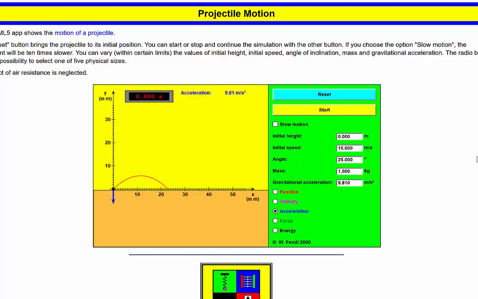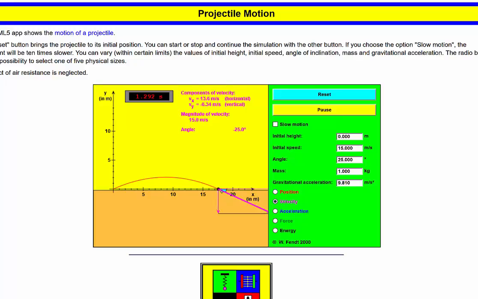Okay, so let's change that angle to 25, and let's see what happens. Acceleration stays the same, but notice what happened to the distance. Okay, let's do it one more time. The range got significantly larger, but the maximum peak height decreased drastically.